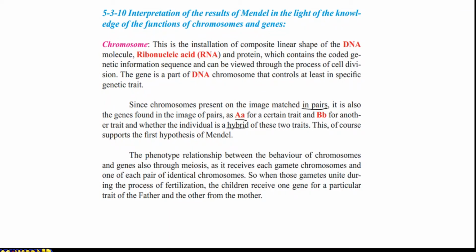This, of course, supports the first hypothesis of Mendel, which said the unit factors are in pairs, but during gamete formation they separate from one another, the free distribution law, and they make pairs again by fertilization. The relationship between the behavior of chromosomes and genes is also seen through meiosis, where each gamete receives one chromosome from each pair of homologous chromosomes, because during gamete formation the homologous chromosomes, which are carriers of the allele genes, separate from one another. So when those gametes unite during fertilization, the child receives one gene for a particular trait from the father and another from the mother to form again a diploid organism.